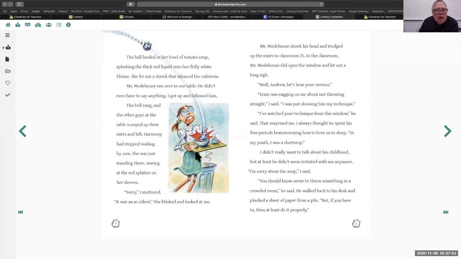And so we think of the word shriek. Let's find that word in here. Here it is. It's on the 3rd line. She let out a shriek that silenced the cafeteria. Now, what I want you to do is we're using that substitution strategy. So I want you to think of a word that would substitute for the word shriek, and write it on your whiteboard. Go ahead, write it on, hold up your whiteboards. I want to see them.